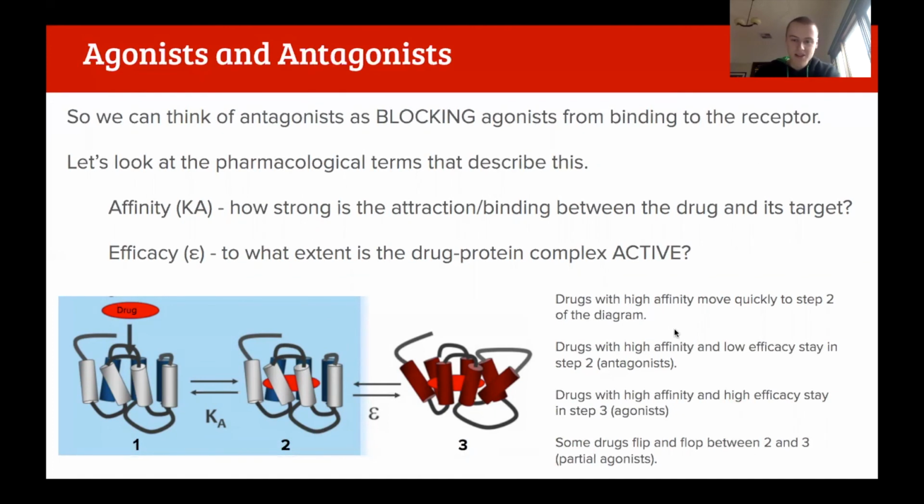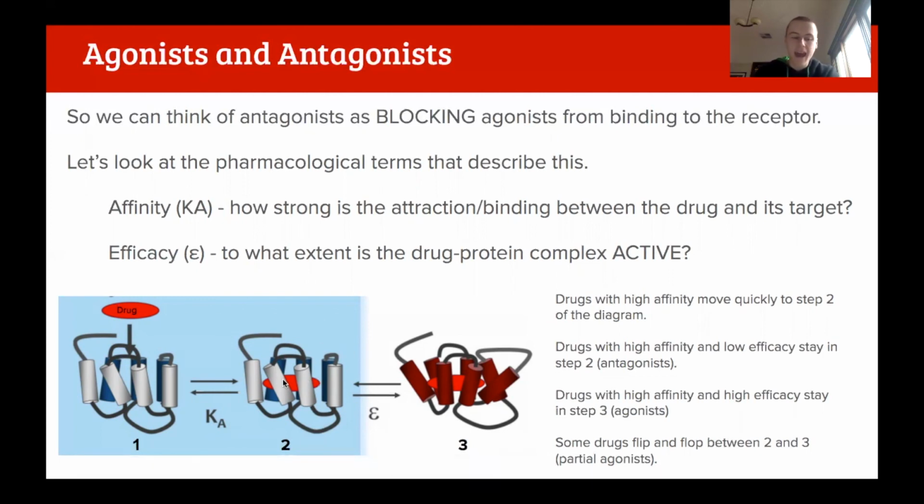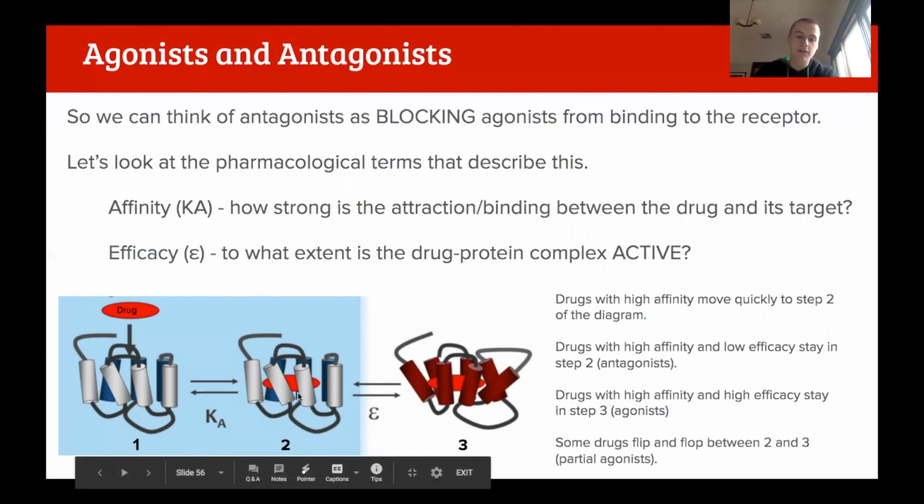What this means is that drugs with high affinity and high efficacy, they stay in stage 3 and we call them agonists. And drugs with high affinity and 0 efficacy are what we call antagonists because they stop the protein from functioning. So this is sort of the complete pharmacological story. We were looking at the basic story before. This is the complete story.